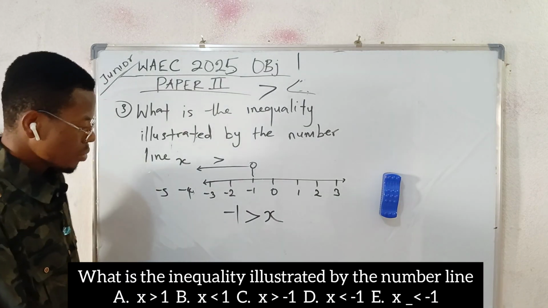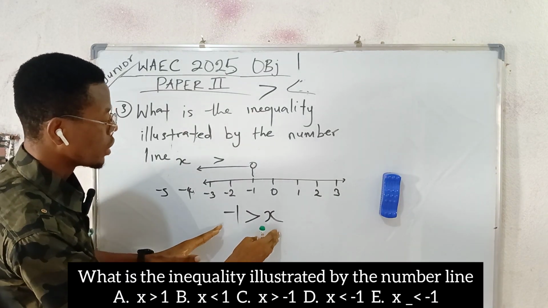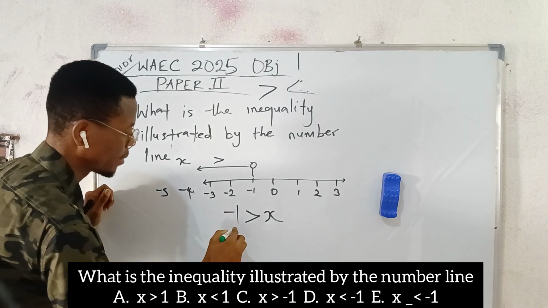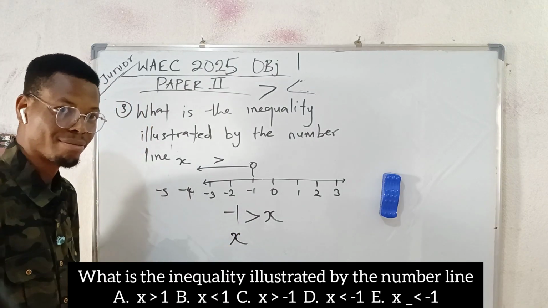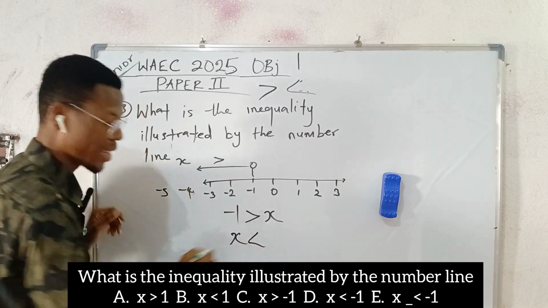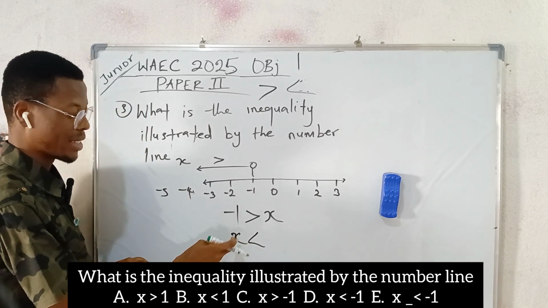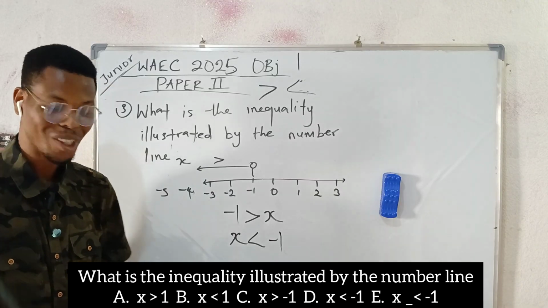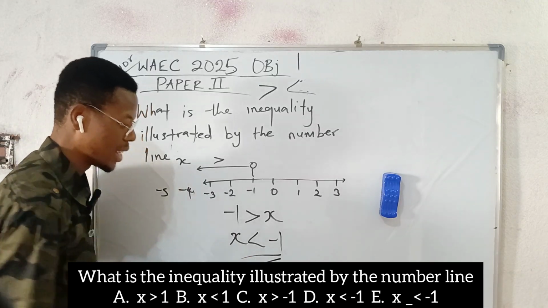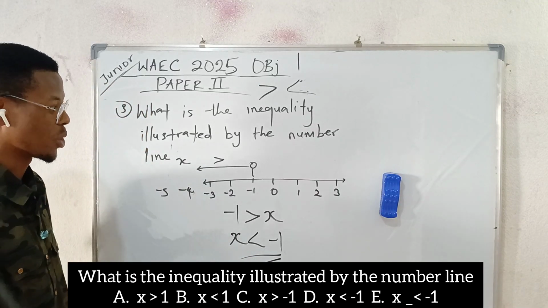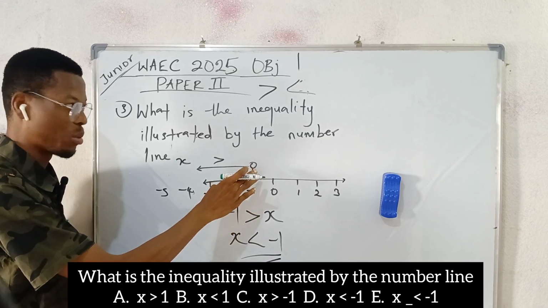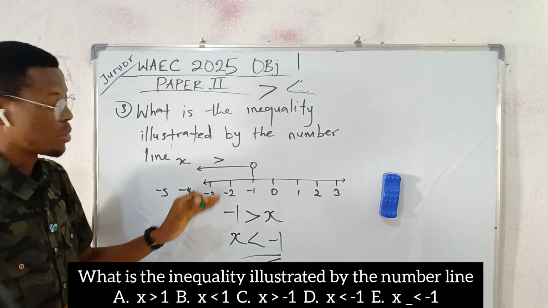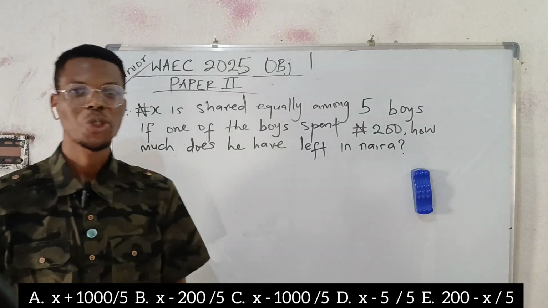Now, in our options, we will need to rewrite this. For us to rewrite this, it will be x less than what? -1. Are you seeing it? So from our options, we have our answer to be x less than -1. But I just explained to you how we can explain it properly from the number line.